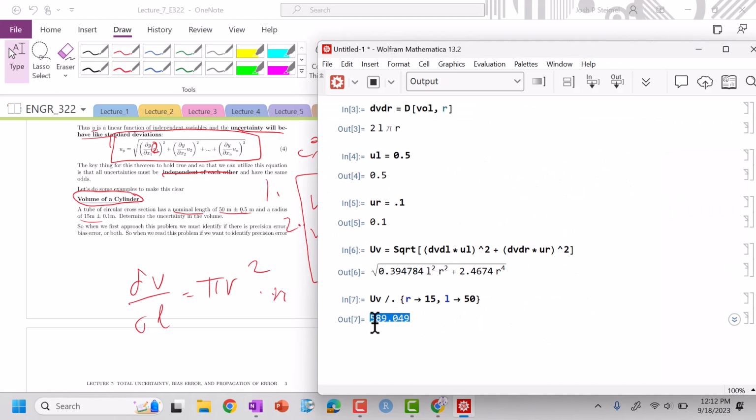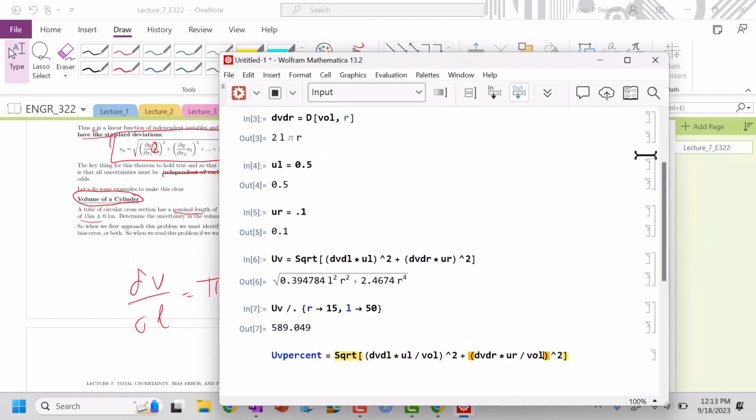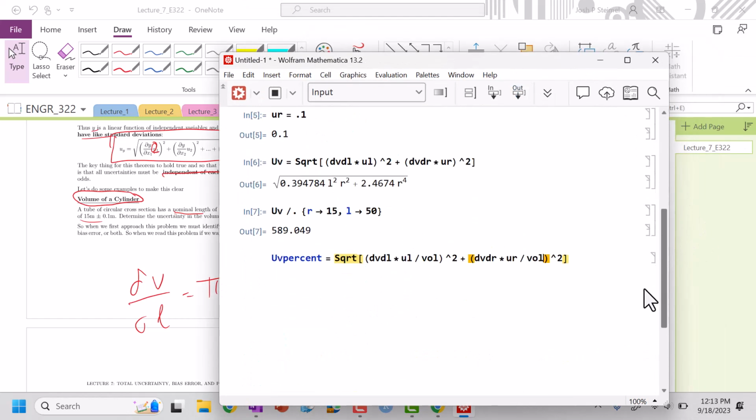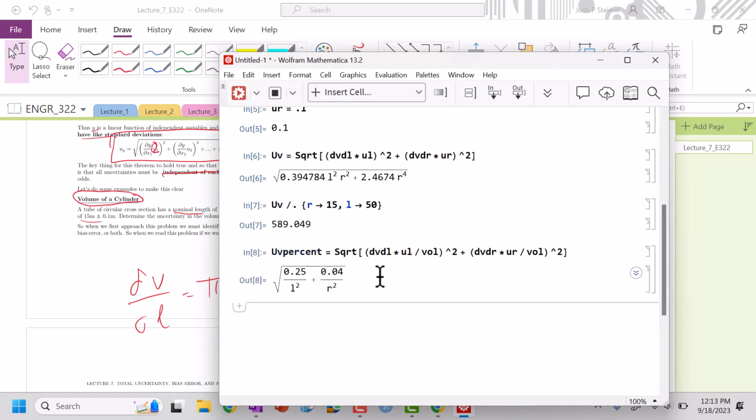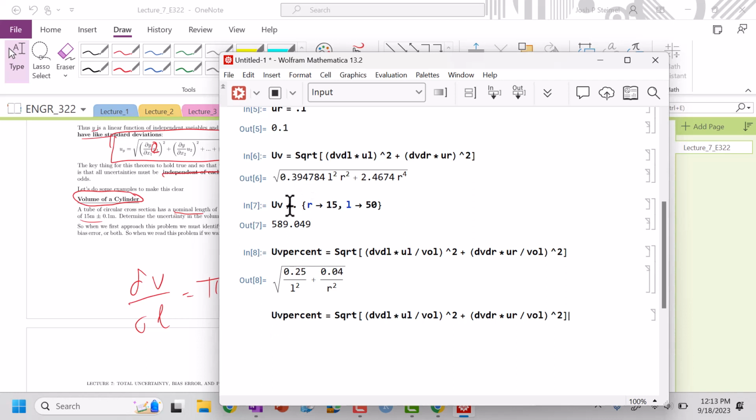Now, let's say I didn't want to calculate it in terms of meters cubed. Let's say I wanted to do this in percent. What I can do is simply divide out by the volume. I can divide each of those partial derivatives with respect to the volume, normalizing by the volume, and I can get this value. I still need to plug in the nominal values here.